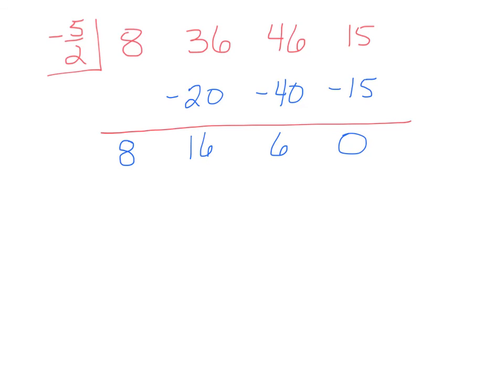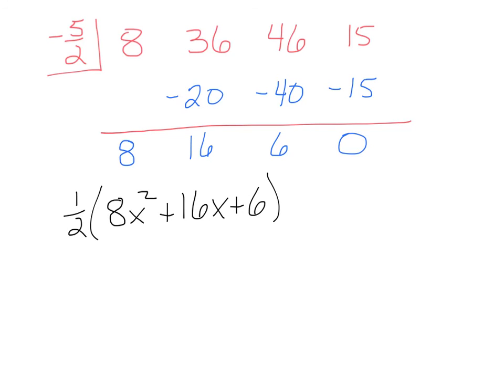Okay, and now what you have to do is remember that we have this 1/2 that we took out of our original problem, and so we're going to have to multiply 1/2 by our resulting polynomial, and so our answer is going to be 4x squared plus 8x plus 3.